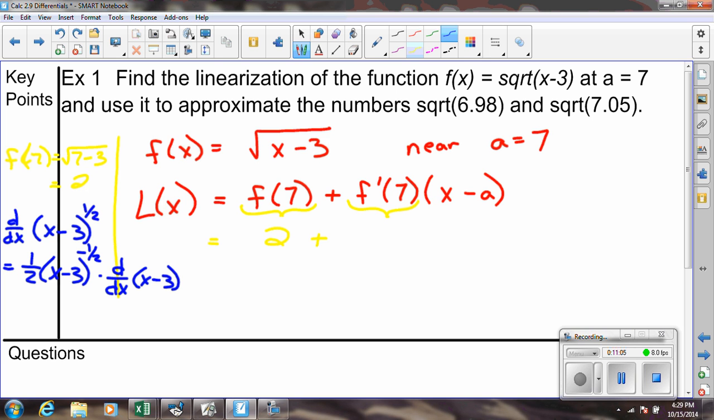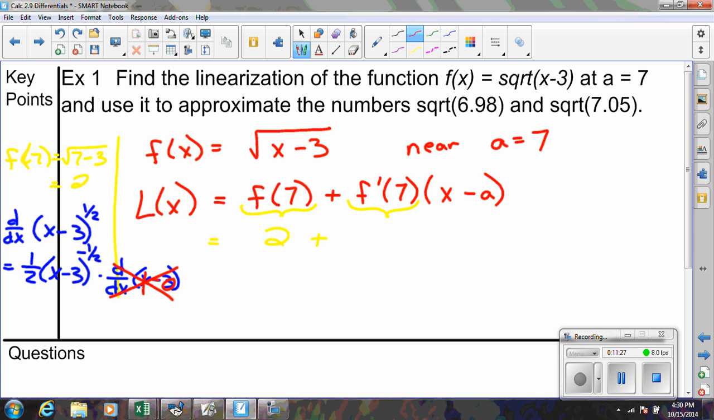Well, in this regard, we're a little bit lucky. What is the derivative of x minus 3? The derivative of x is 1. The derivative of a constant is 0. So 1 minus 0 is 1. This whole derivative is just the number 1. Well, we've got the stuff to the left times 1. Multiplying by 1 doesn't change anything. We don't need that part because the derivative was 1.